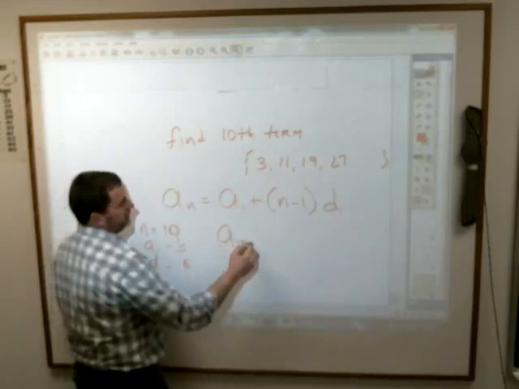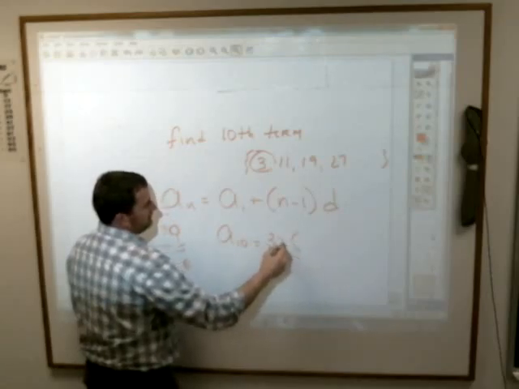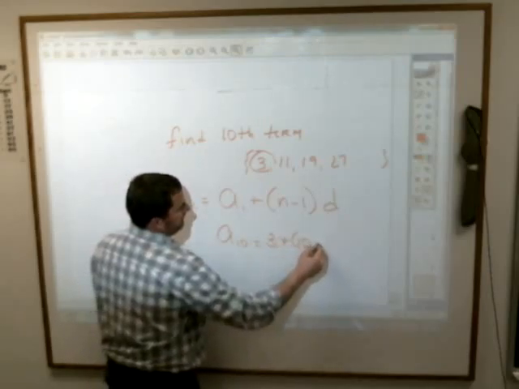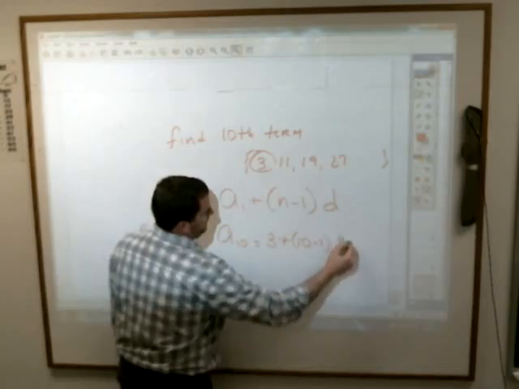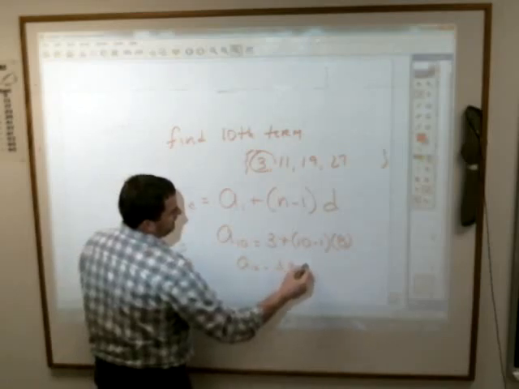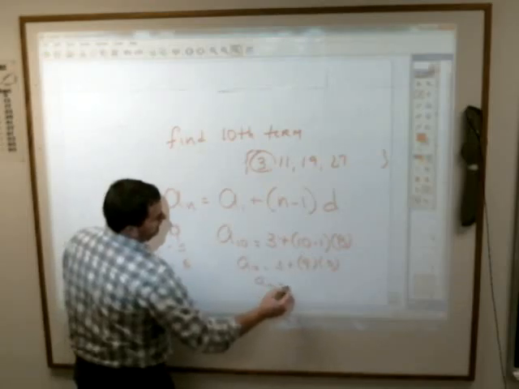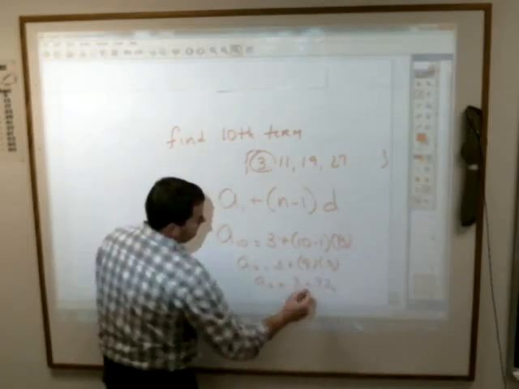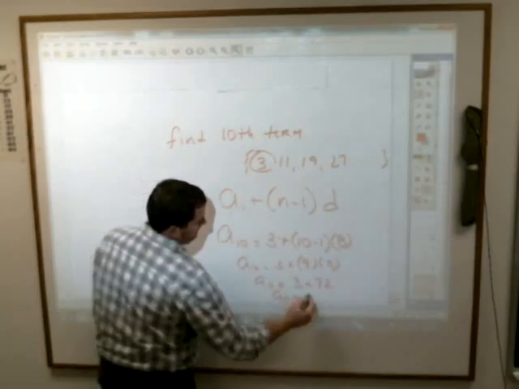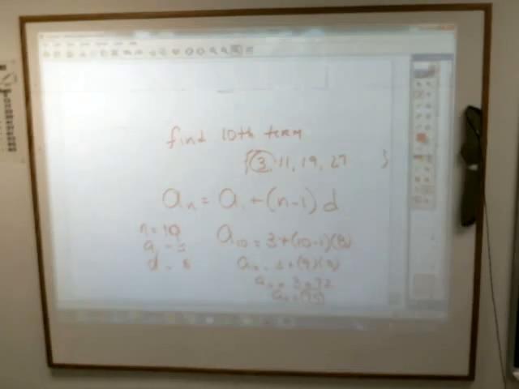A sub 10 equals the first term, which is 3, plus the 10th term minus 1 times the common difference, which is 8. So the 10th term equals 3 plus 9 times 8. A sub 10 equals 3 plus 72. A sub 10 is 75. Lucas, question? 75. Are you happy with that?